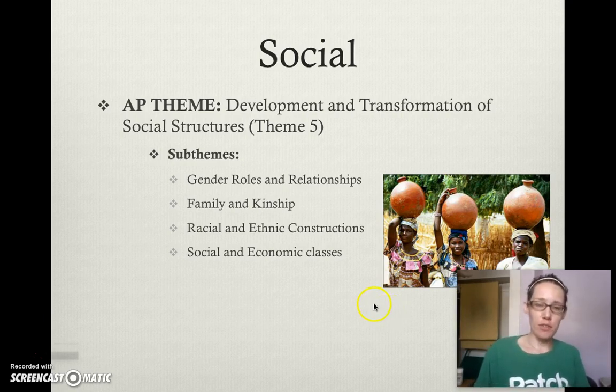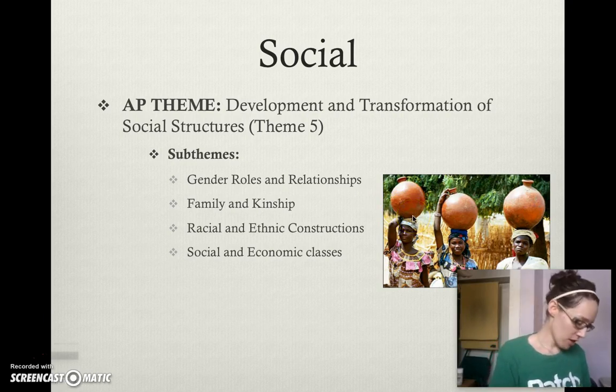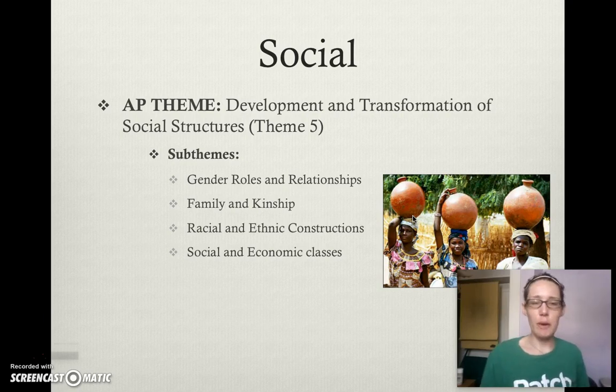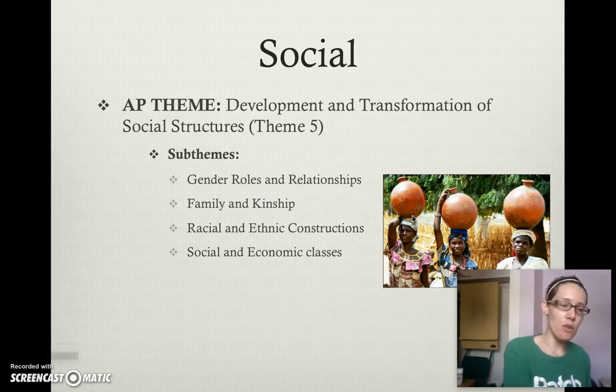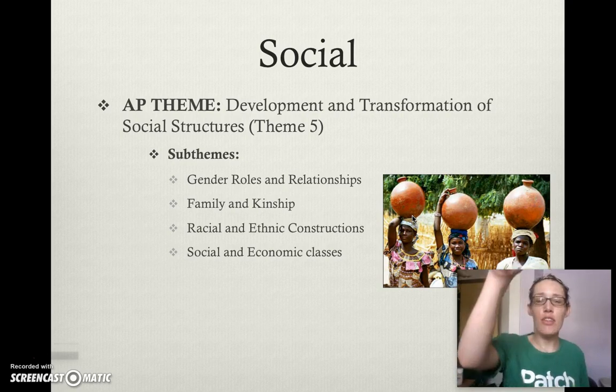Okay, sub-themes. All right, you're going to see it's divided. We have gender as a really, really important social theme. Family and kinship, racial and ethnic constructions, social and economic classes. All right, so here we are divided up into a little bit more specific sub-themes. Okay, so let's actually understand what this means a little bit. What kind of questions should you be asking yourself, and what kind of questions might be asked of you that makes you think, oh, ding, ding, this is social.